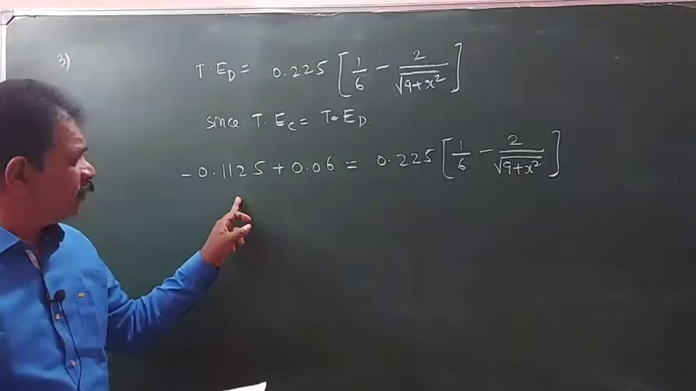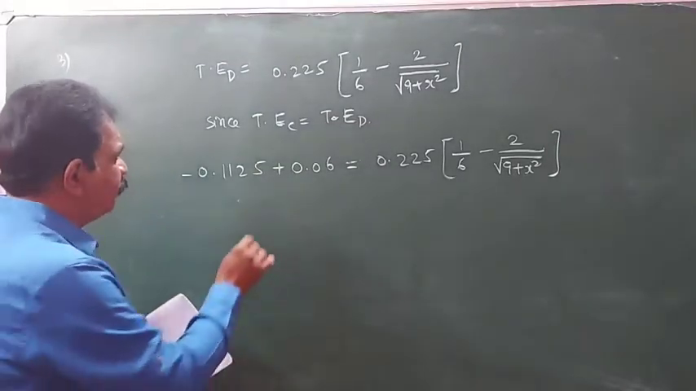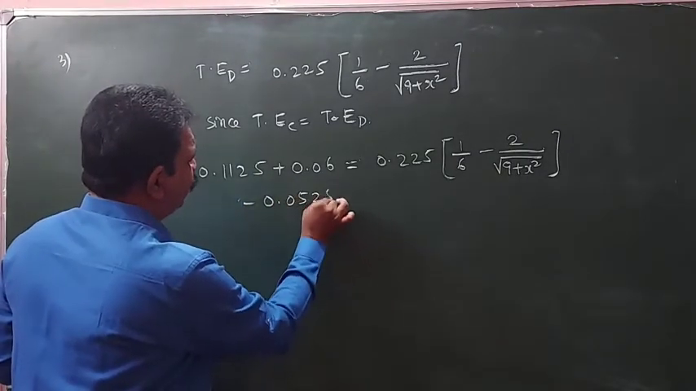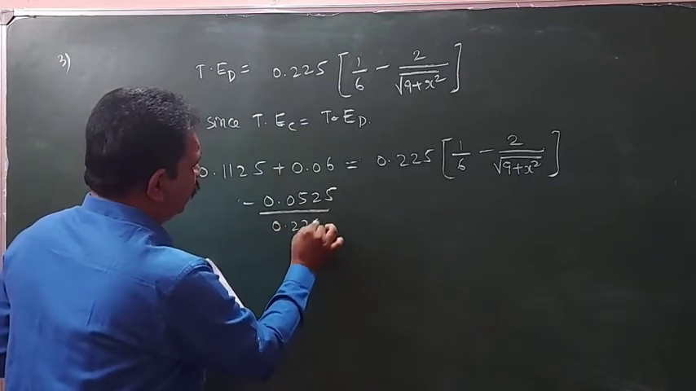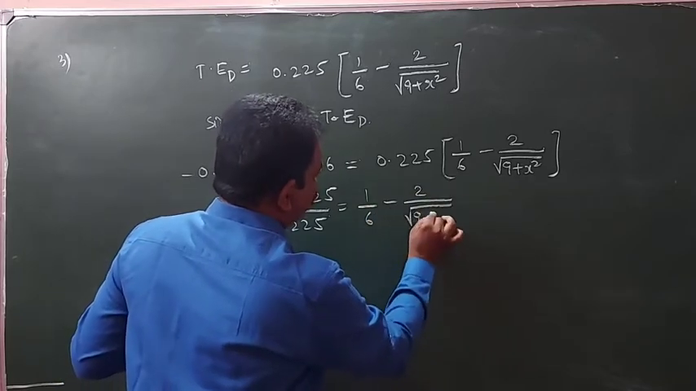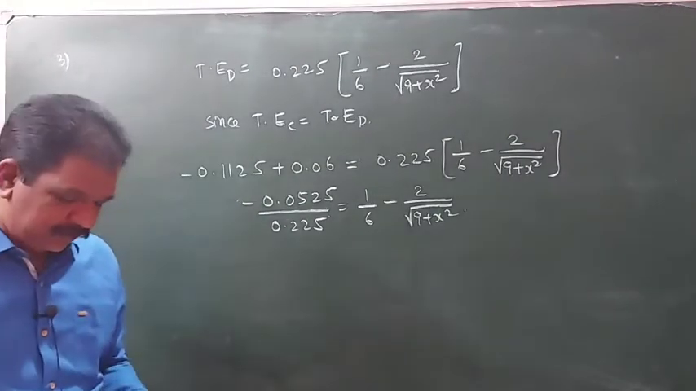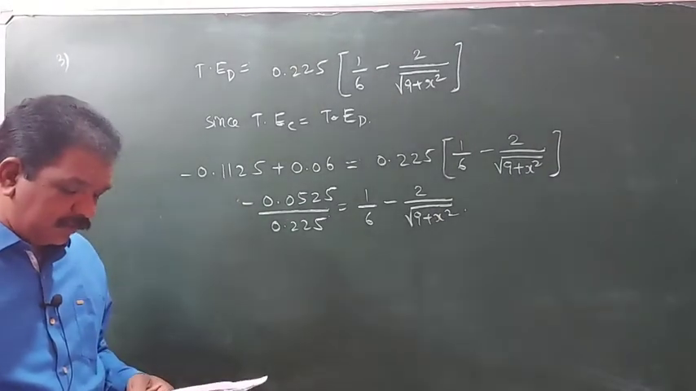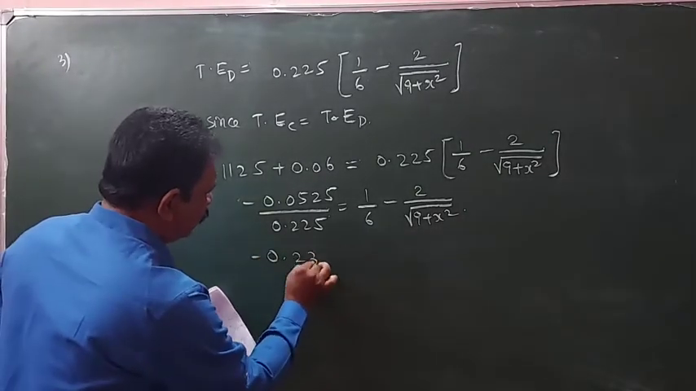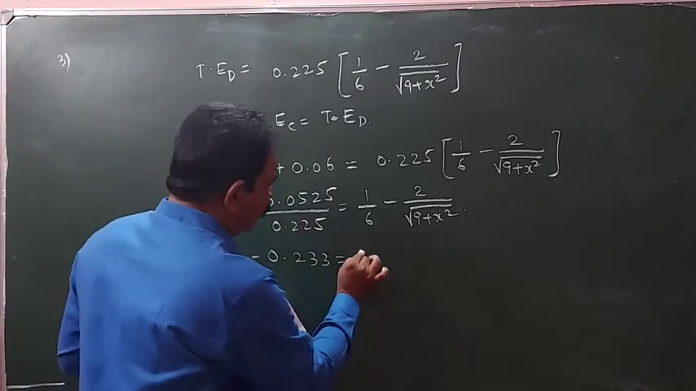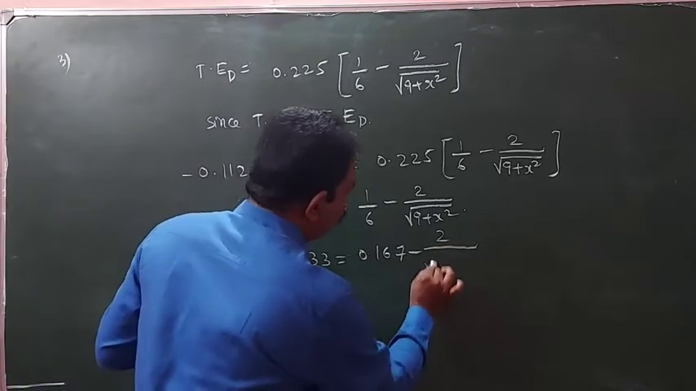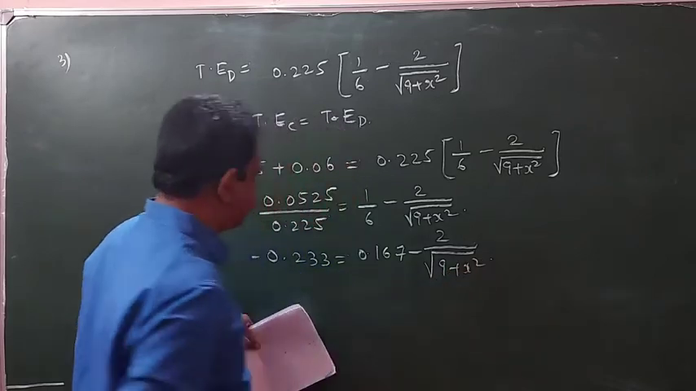If we bring this one to this side and you calculate, using this 2, minus 0.0525 by 0.225, 1 by 6 minus 2 by root of 9 plus x square. Okay, so if we calculate this one, this is minus 0.233. This value 0.167 minus 2 by square root of 9 plus x square.